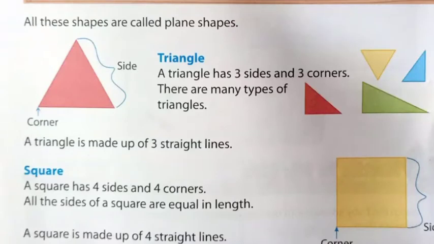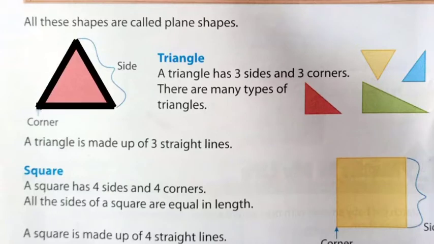As you can see from the picture, there is a given triangle, and in this triangle you can see a portion marked as side, and at the bottom it's written corner. So a triangle has three sides and three corners. There are many types of triangles. As you can see from the pictures given, a triangle is made up of three straight lines.